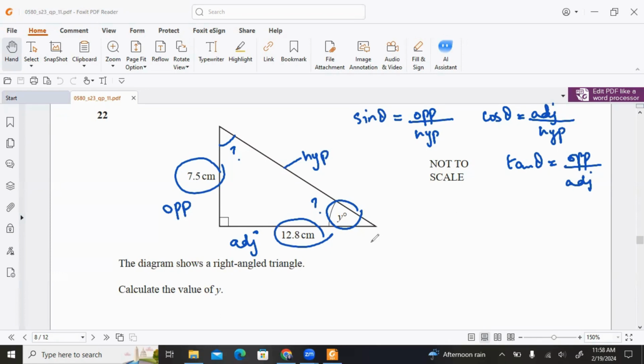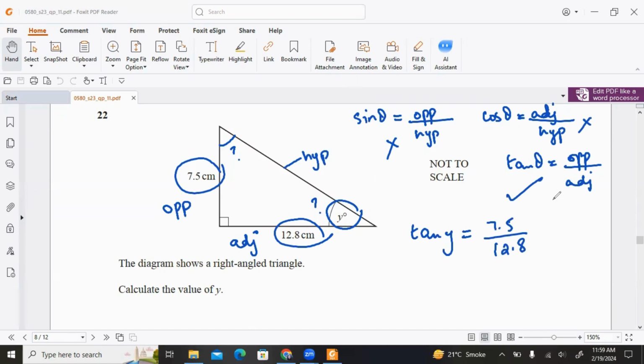Now, since we have the opposite and adjacent, and we need to find the angle, we look at the three ratios and see which one is most suitable in this case. In sine, we need the opposite and hypotenuse. Since we don't have the hypotenuse, this one's out of our options. For cos, once again, we need the hypotenuse. That's also out. So the only suitable one is tan in this case. So tan y equals 7.5 over 12.8.